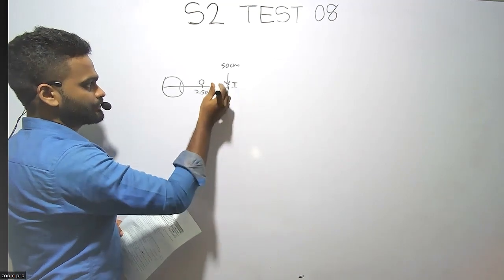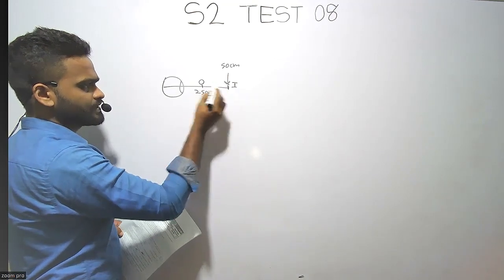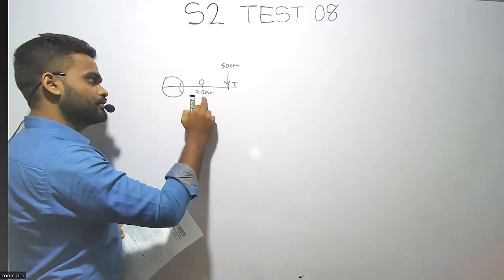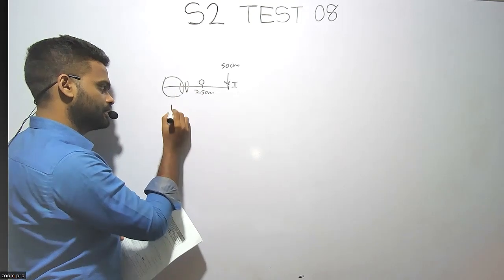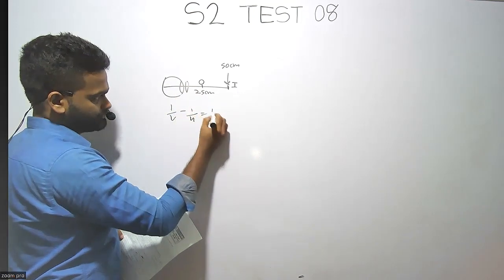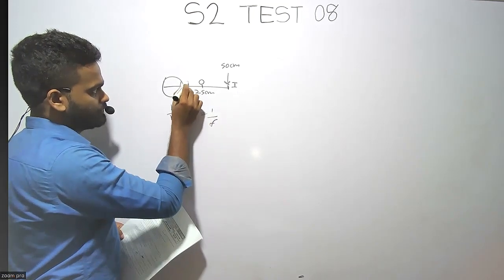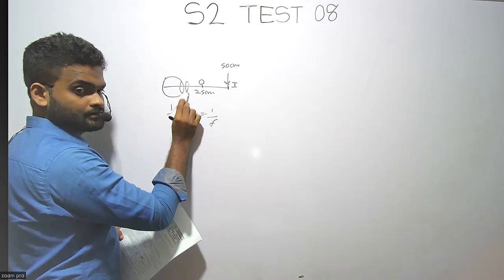Okay. So now you know the object and image, so you know object distance and image distance. Just apply the lens equation. I'm applying this to this lens, right? Not the eye lens.